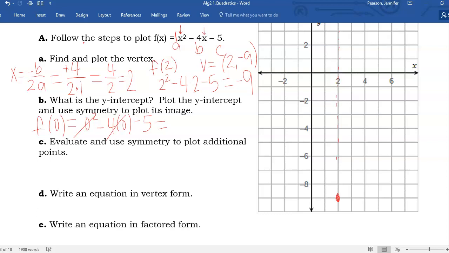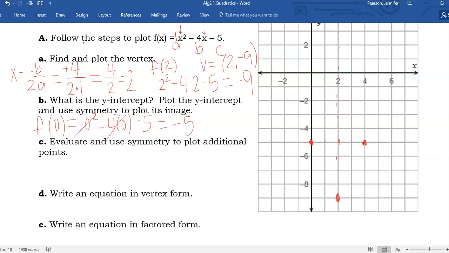Okay, they go to 0, -5. So my y-intercept is going to be at -5. Now remember, our parabolas have symmetry. So if I have this point here, I know that I can reflect it across that axis, and I'll have another point at 4, -5. Evaluate and use symmetry to plot additional points.